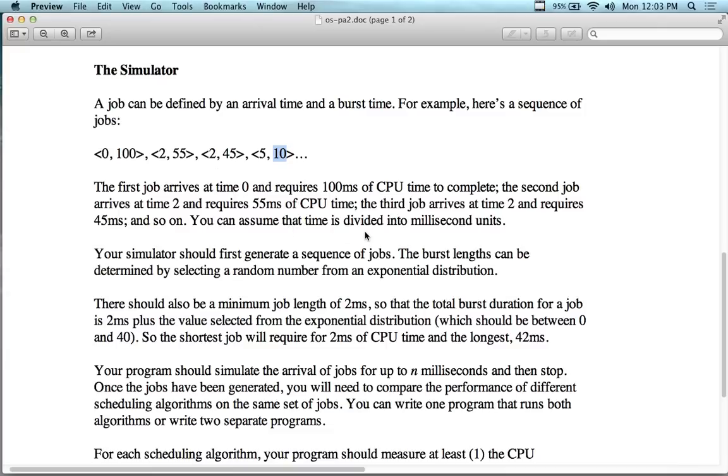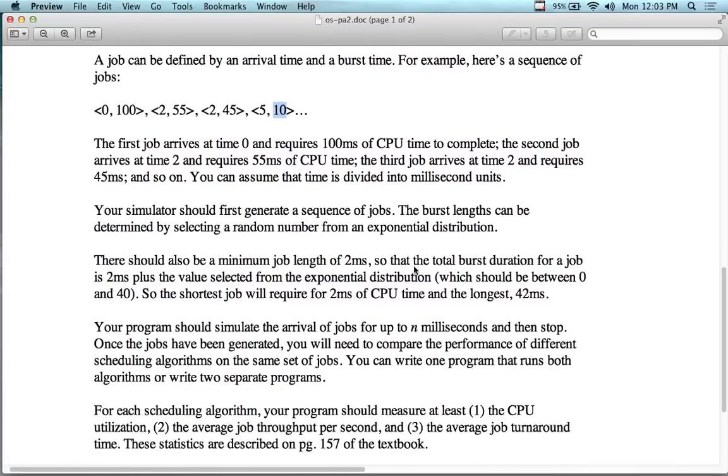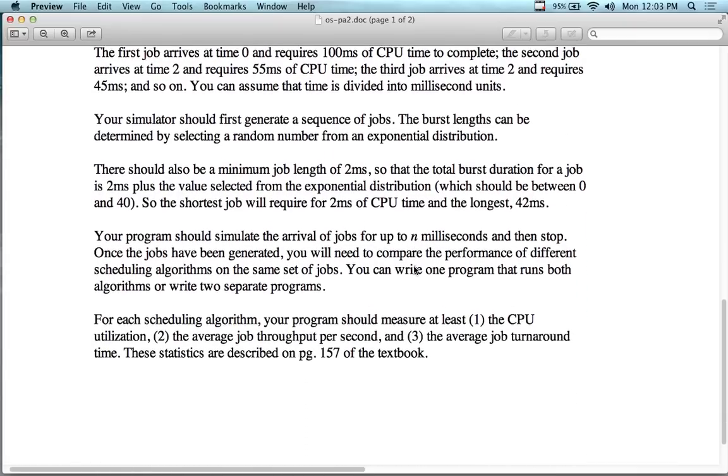You could hard set it, just create the list, or you can read it from a file, or you can do whatever you want with it. The burst lengths can be determined by selecting a random number if you wanted to as well, if you don't want to hard set it.